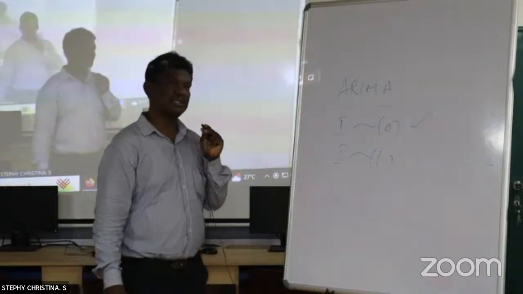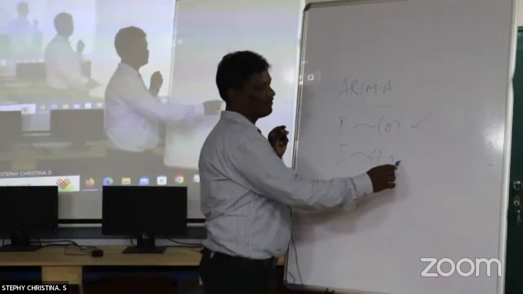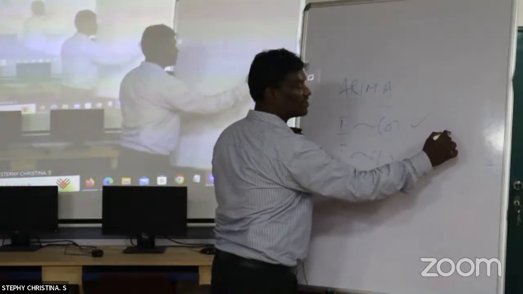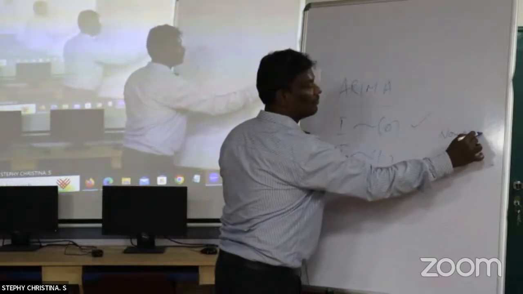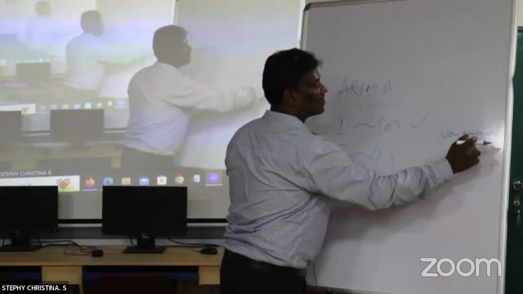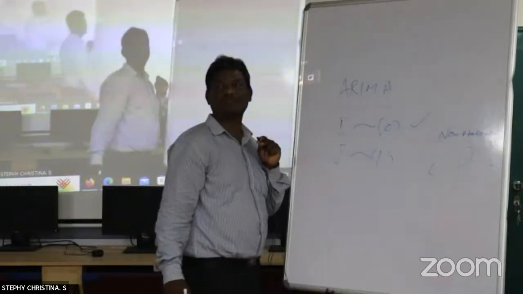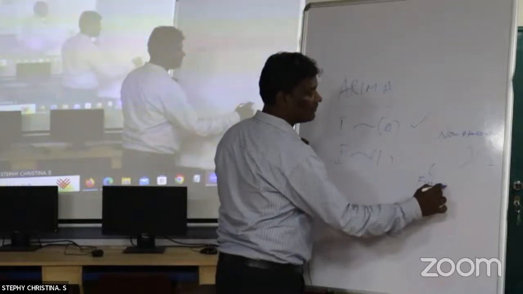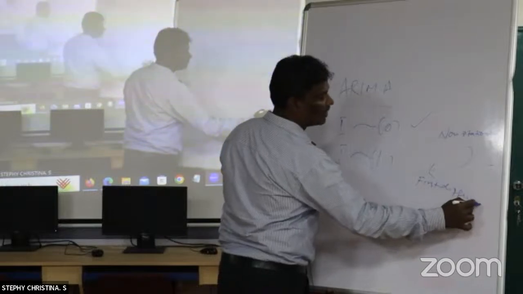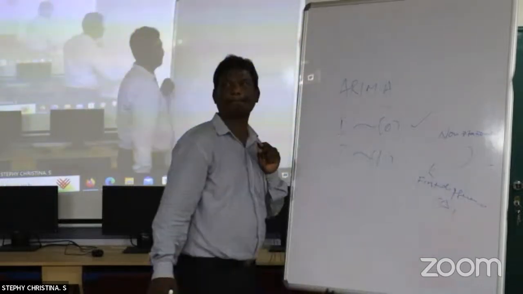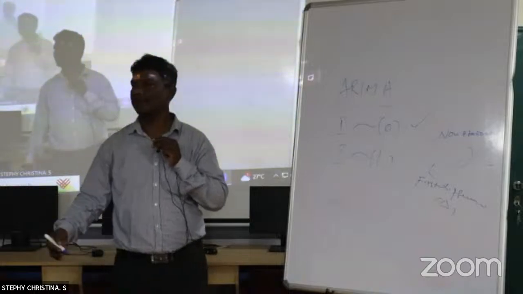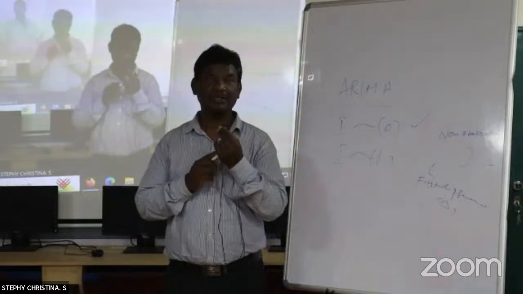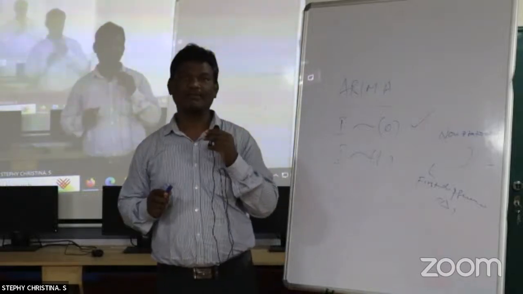If it is not stationary at level, the data is said to be non-stationary, then go with the first difference and find out whether it is stationary or not. The first difference is represented by delta. You know that, differencing the data once. Open the data and you'll find out.